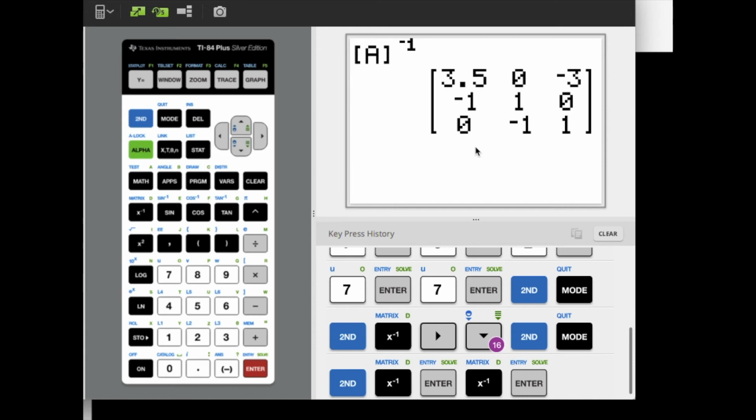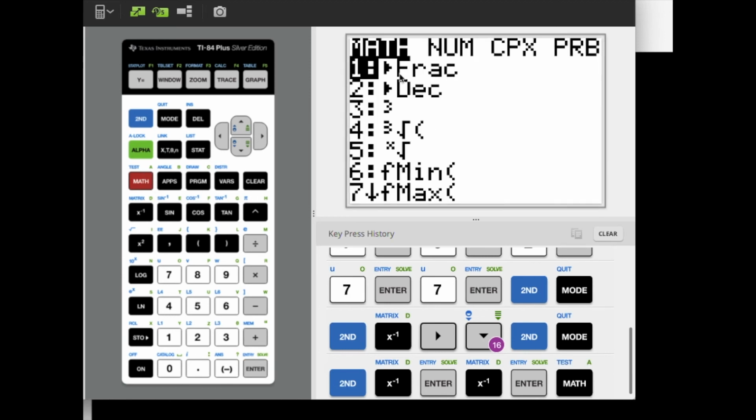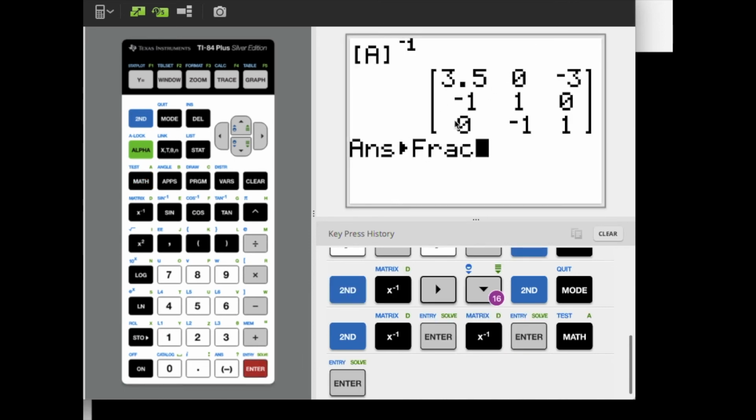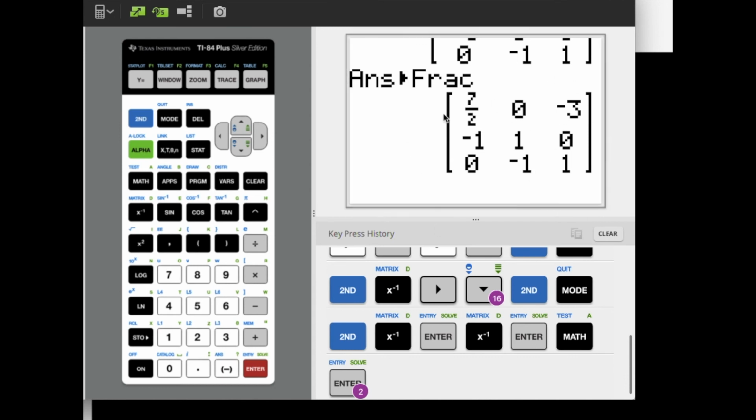Let's say I don't want decimal form, because a lot of times in higher math, you want fractions. You want exact values, because you might see more difficult types of decimals. 3.5 is pretty simple, but you might get others. So if I want to convert this into fraction form, you're going to go over here to math. And you'll see that number 1 says arrow and then frac. You want that one, so enter. Then it's going to pull up my last output in my calculator, and this arrow says convert it to fraction form. Enter. And now I have my matrix A inverse in fraction form.